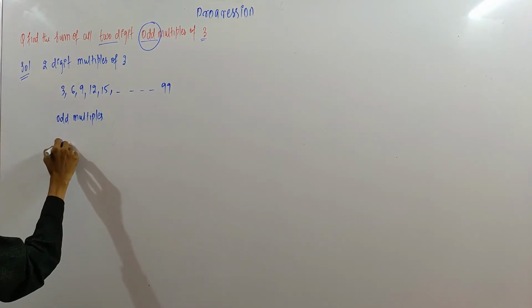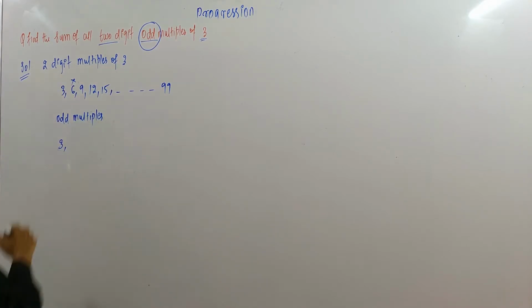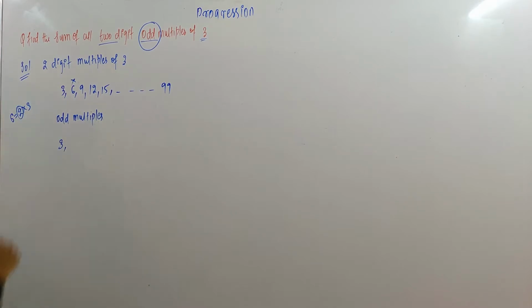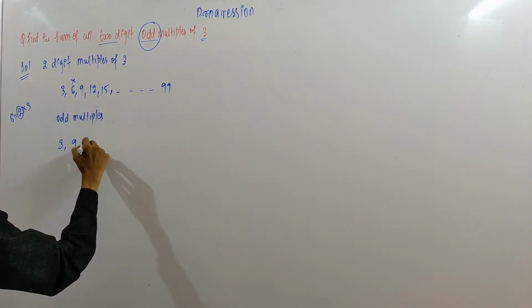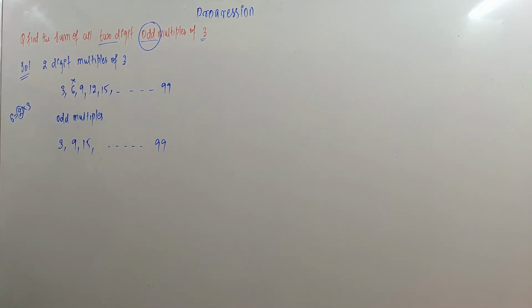So take 3, because 3 is an odd multiple. Leave this 6, because 6 is an even multiple, because 6 can be written as 2 into 3. So 2 is there, so leave this 6. We have 9. Next we have 15 and so on up to 99. This is the given required sequence we have.